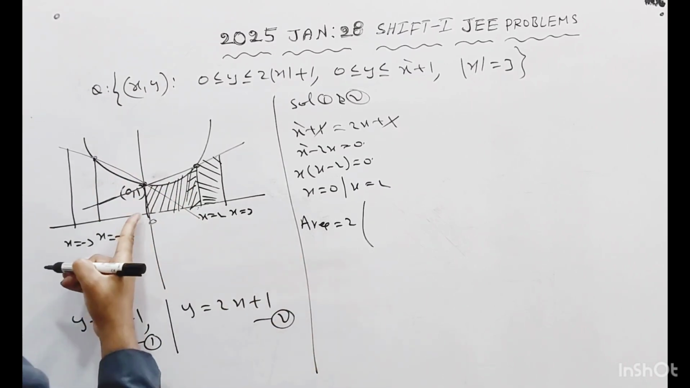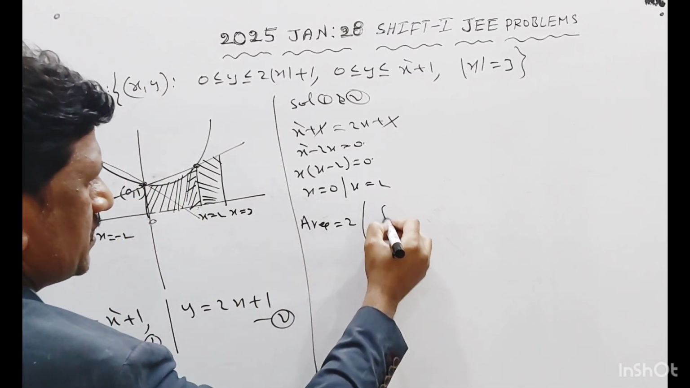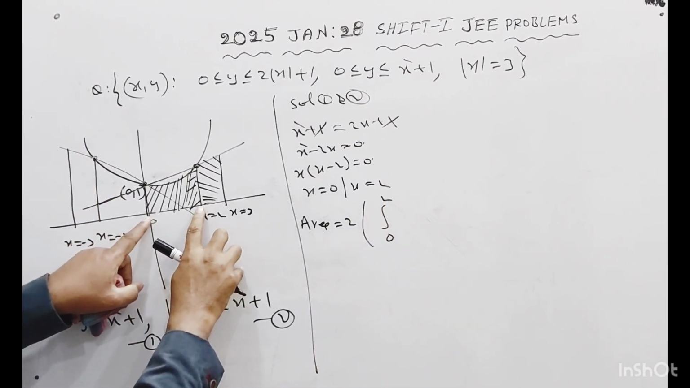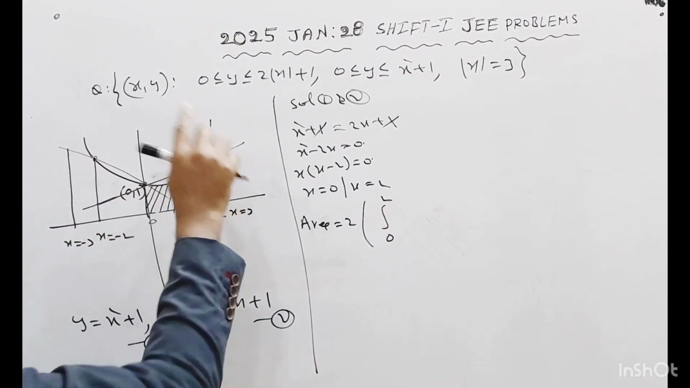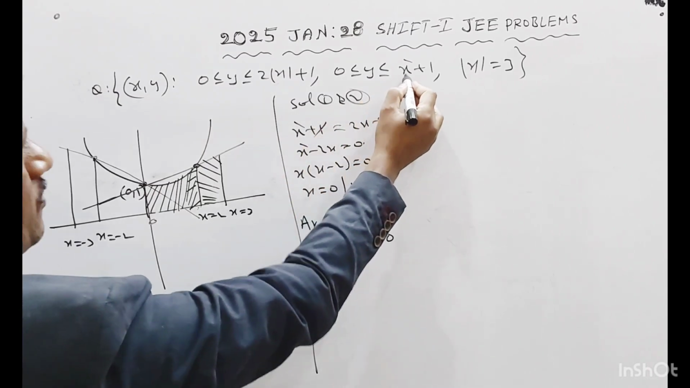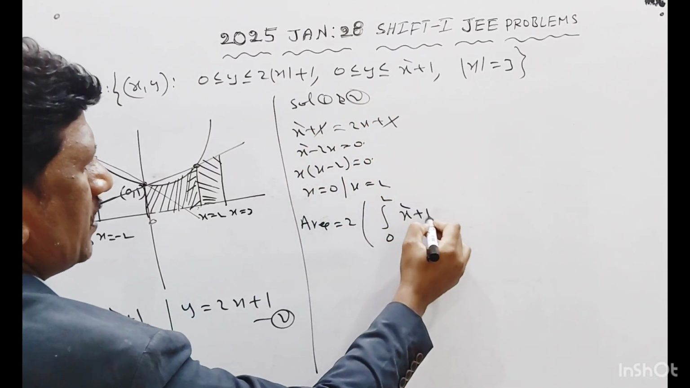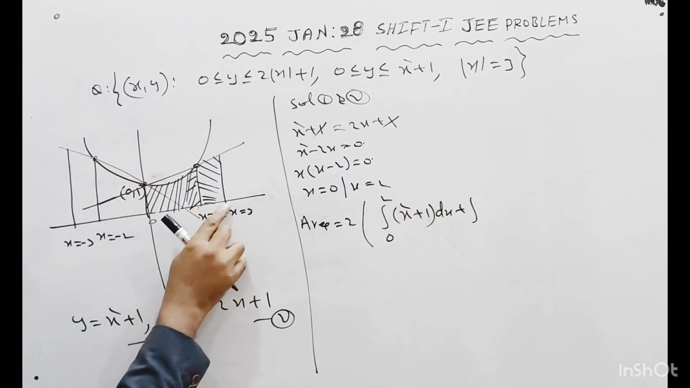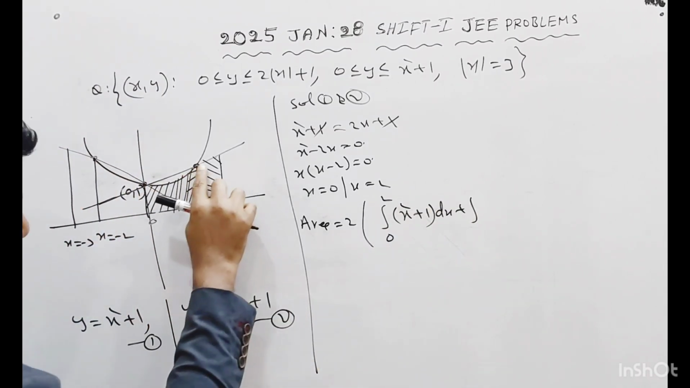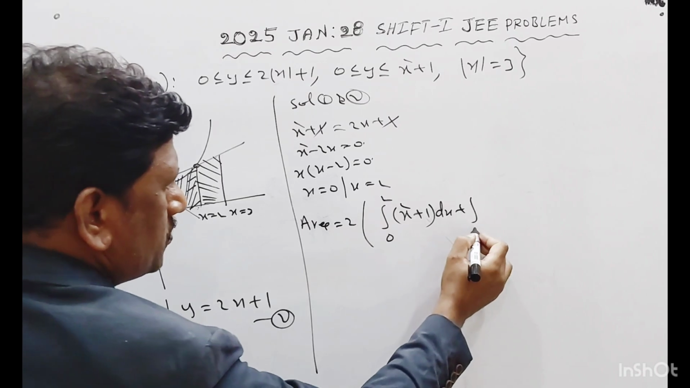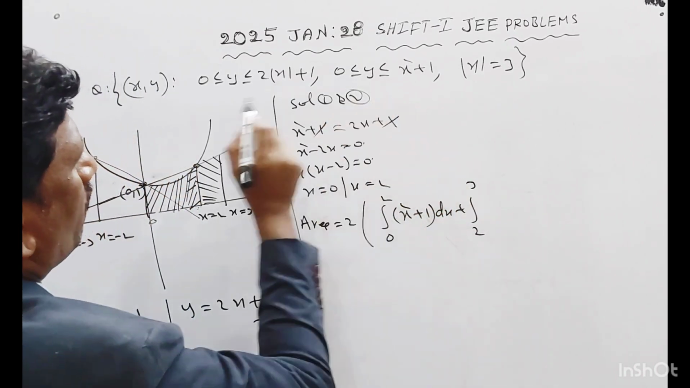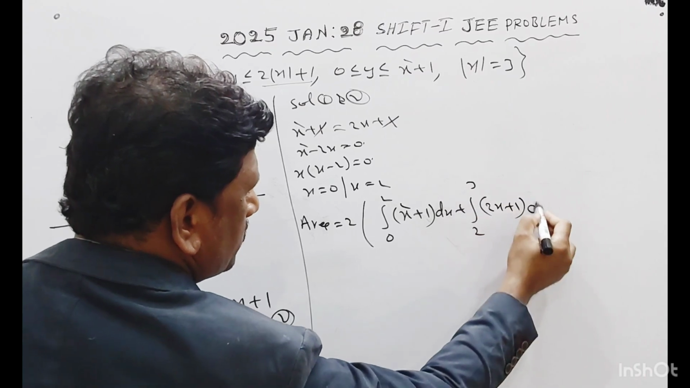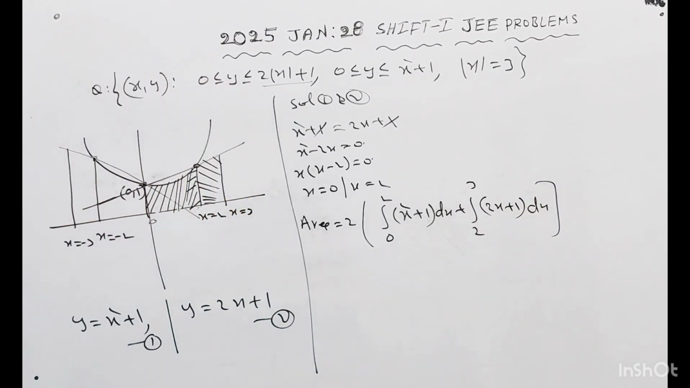So here, integration of 0 to 2. In this interval, this parabola curve is involved. So what is the parabola curve here? x square plus 1 dx. Plus from 2 to 3, this line is involved. So this is 2 to 3. What is the line here? The line is 2x plus 1, 2x plus 1 dx. Like that.